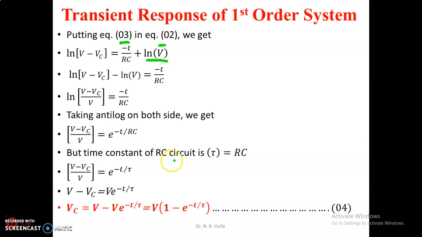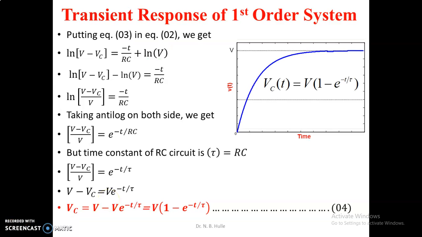But here the time constant RC of the circuit is nothing but tau, which is equal to RC, and in place of this RC, if we put its value as tau, then the expression will be V minus Vc upon V, which is equal to e raised to the power of minus t by tau. Finally, if we simplify this equation, we will get the voltage across the capacitor, or Vc of t, is equal to V minus V into e raised to the power of minus t by tau, which is equal to V in bracket 1 minus e raised to the power of minus t by tau.